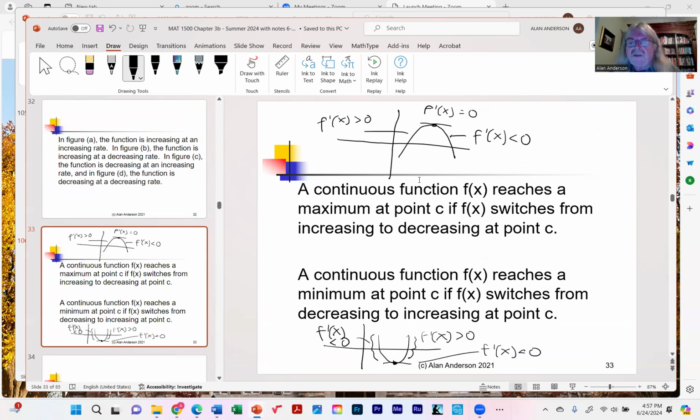One of the implications of all this is that if the function goes from increasing to decreasing within an interval, that guarantees the existence of a maximum point. If the function is decreasing and then increasing, that guarantees the existence of a minimum point. But of course, keep in mind, this assumes that the function has to be continuous in the entire interval. And of course, the derivative has to exist.